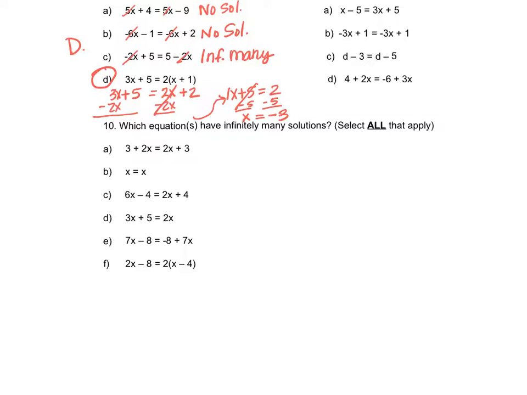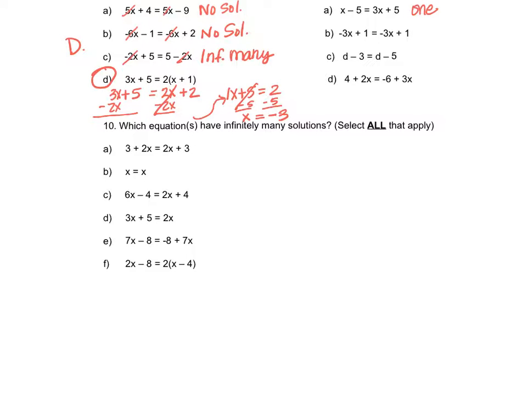Okay, number 9. Which equation has no solution? No solution, when you get to the bottom, looks like a number equal to another number, and they're not equal. The variables are gone. There is no variable in this. So let's look at these. If I look at A, I've got a 1x on the left and a 3x on the right. Because those are not the same, I know they're not going to cancel, and I'm going to end up with one solution.